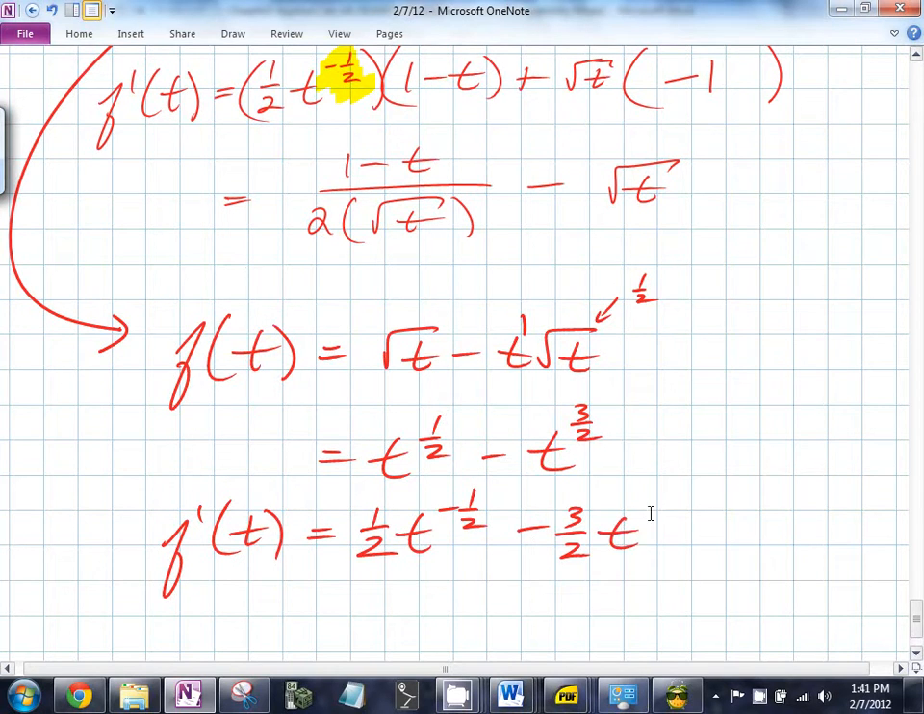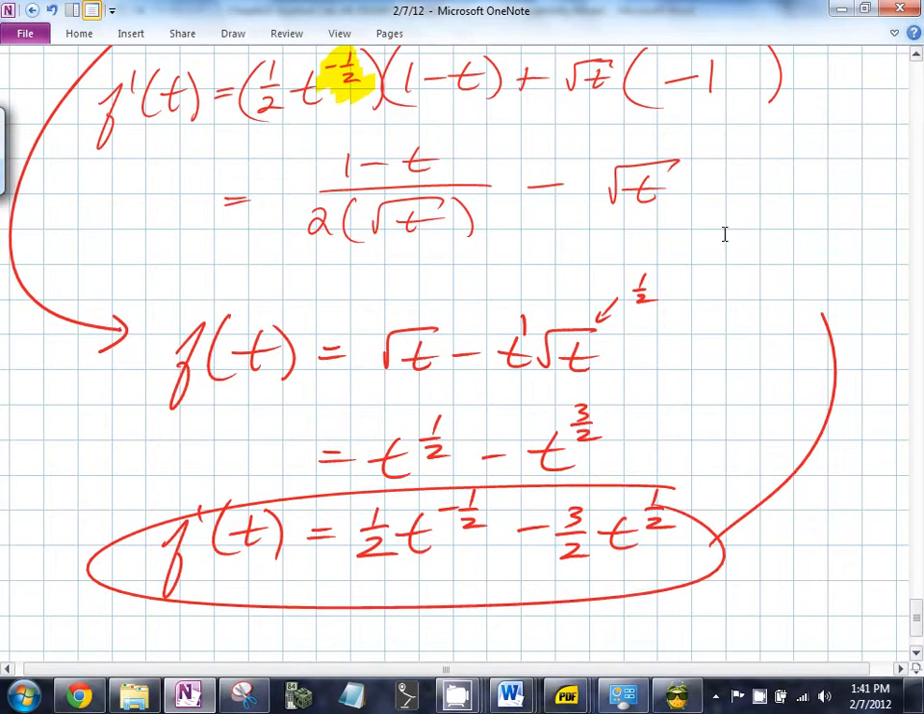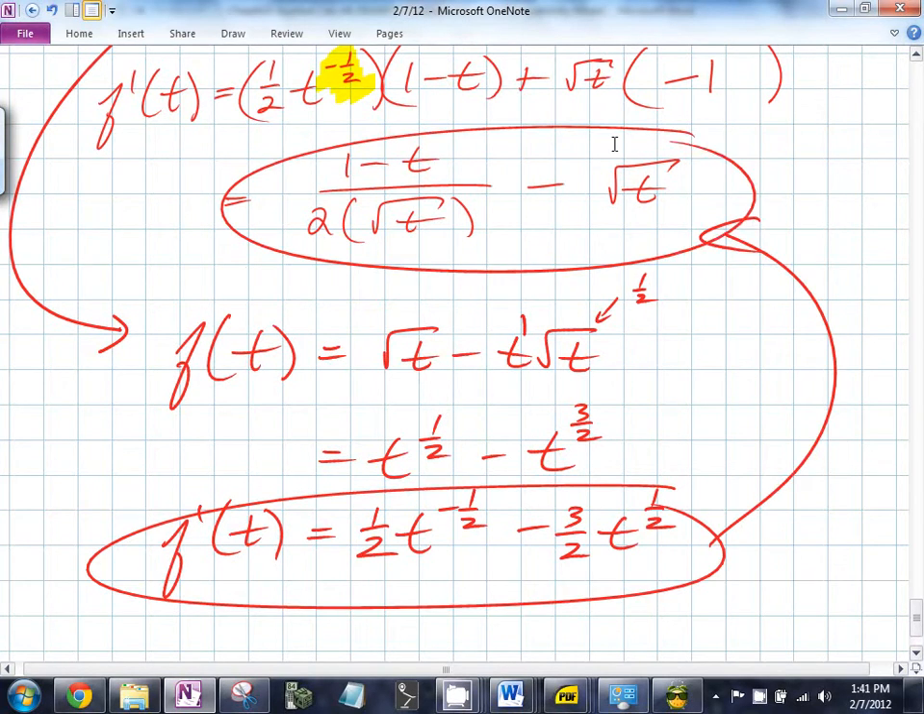Are these going to be the same? Yes. They are going to be the same. Do they look the same right now? No, but are they the same? Yes, they are the same. They are the same.